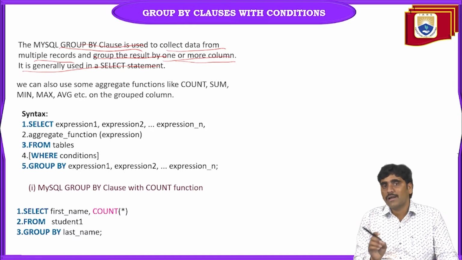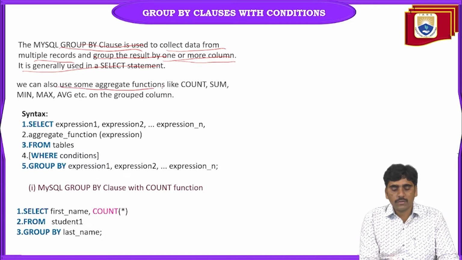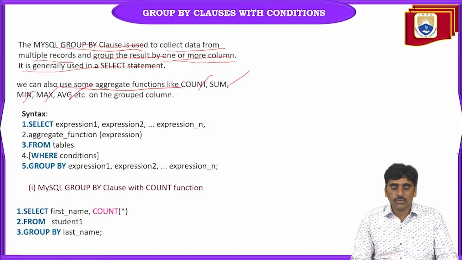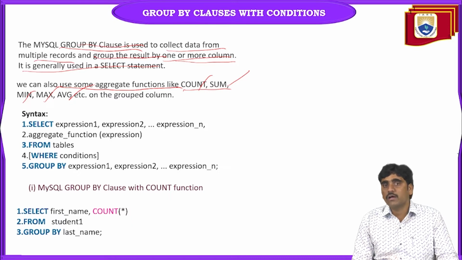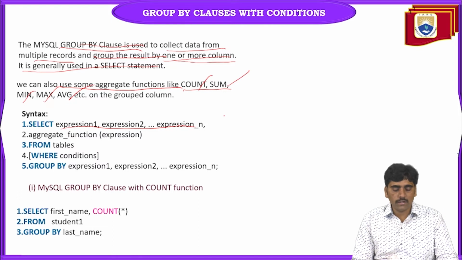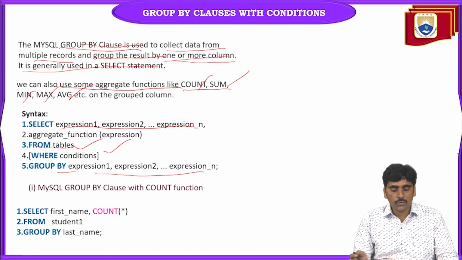It takes all the tuples as a group so that it executes the select query. We can also use aggregate functions like count, sum, minimum, maximum, average on the grouped columns. If you want to perform these count or sum operations, you have to mention it in the GROUP BY clause. So look at the syntax here: SELECT column names or expressions FROM table name WHERE condition GROUP BY the column names which you are grouping.